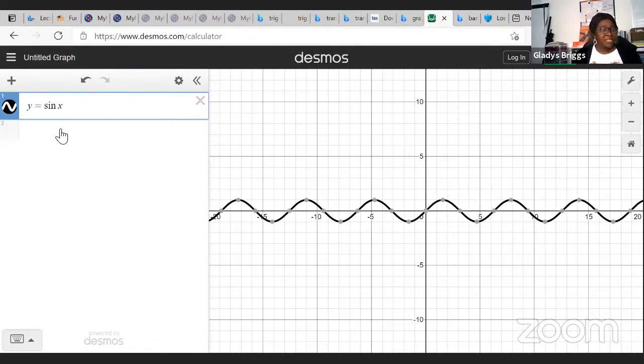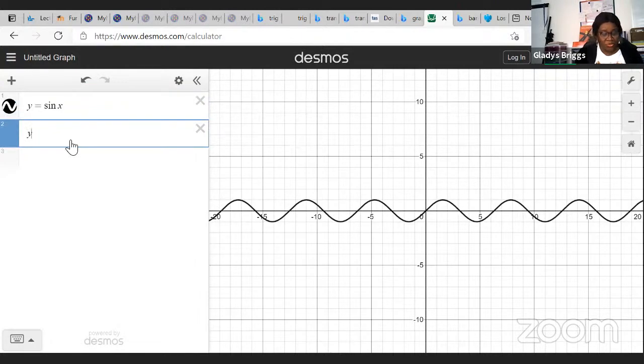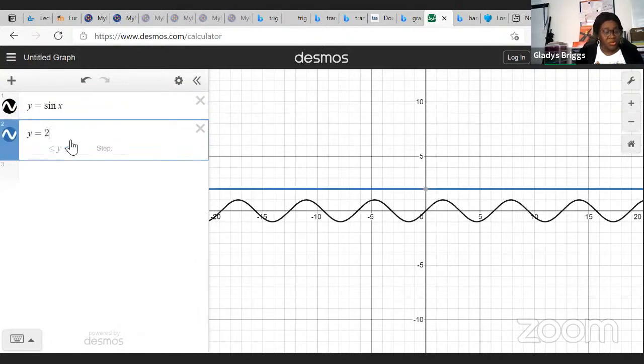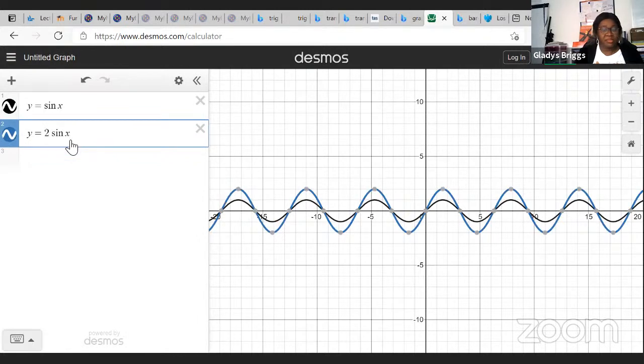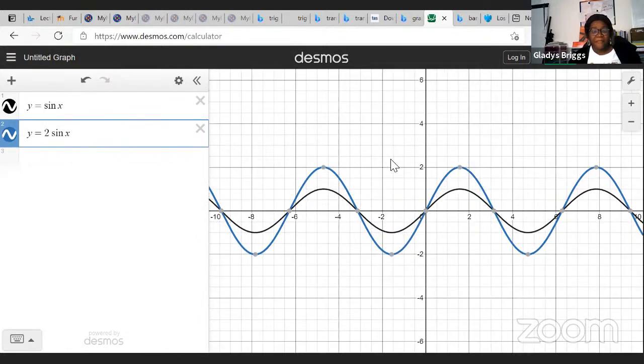So let's have a look at y is equal to 2 sine x. You can see that it has stretched up a little bit more, yeah? So if you want to see how all of these graphs behave, it's a good website to use, and it puts them in different colors so that you can differentiate between the one that you just plugged in and the initial one that you put in.